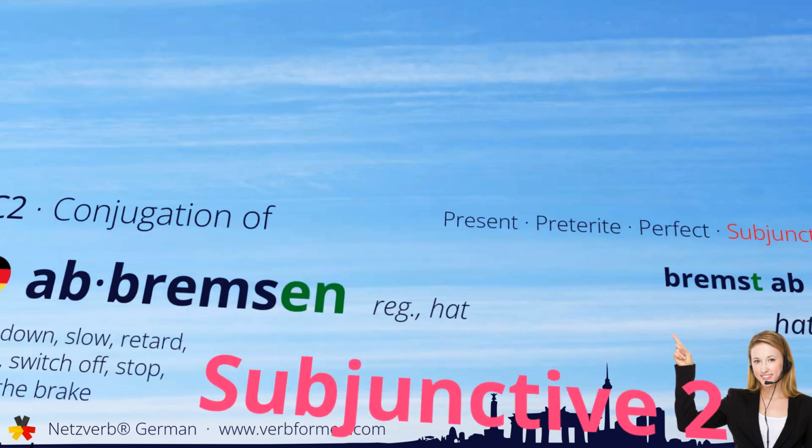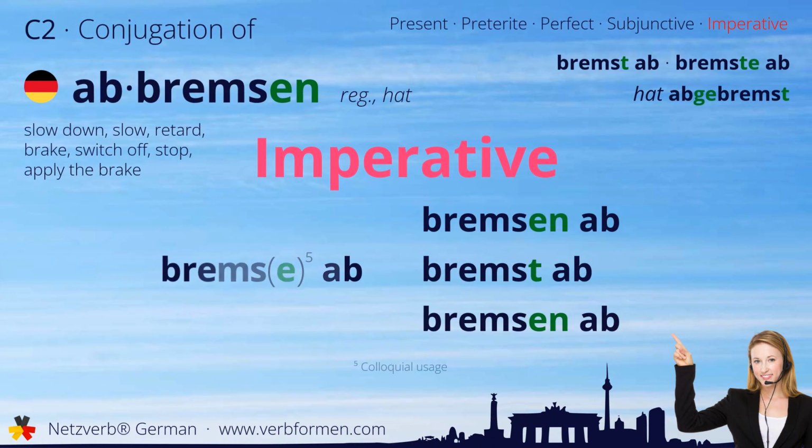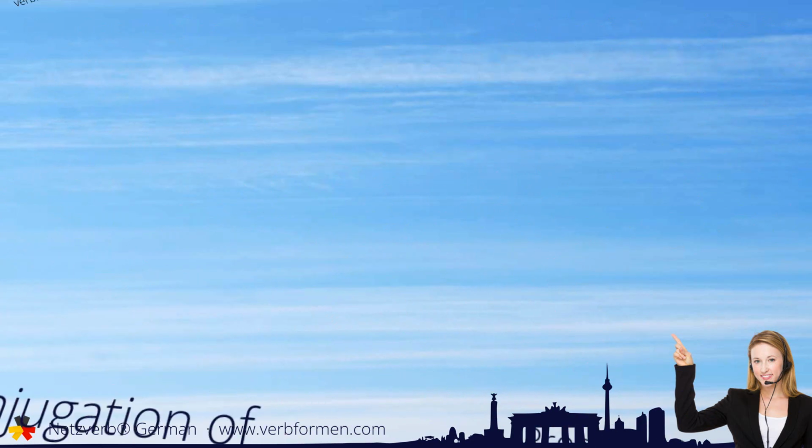And finally, we'll cover the imperative. Bremse ab du. Bremsen ab wir. Bremst ab ihr. Bremsen ab sie. That was our today's learning video about the verb abbremsen.